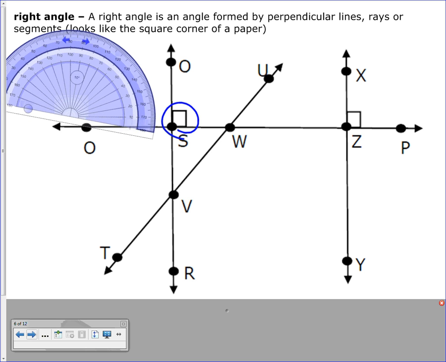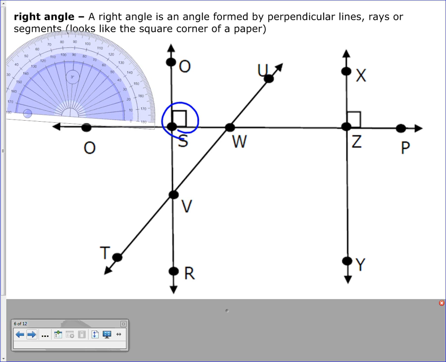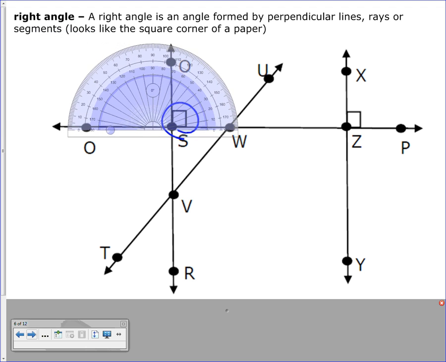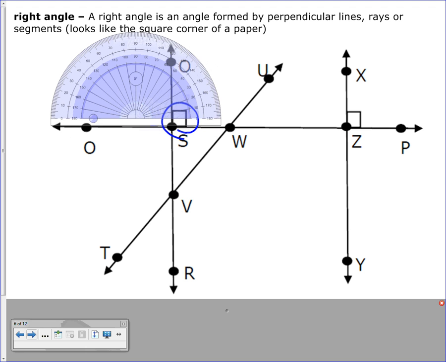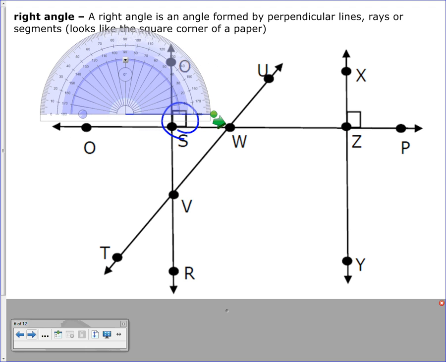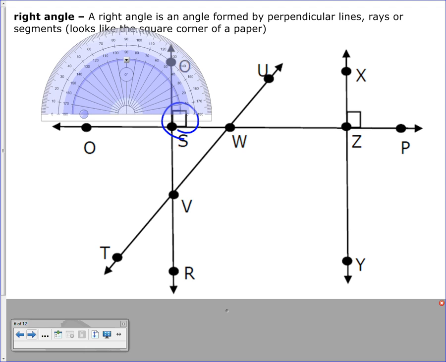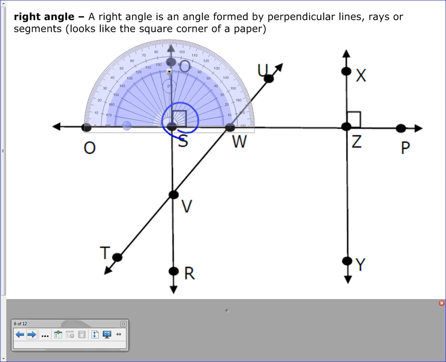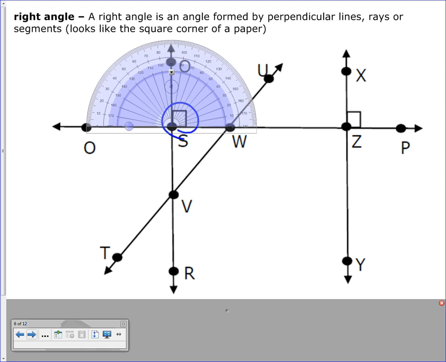So I'm going to take my protractor. Make sure it's back down to 0. I'm going to set the middle of it right there on the middle of where that dot is, and let the bottom line line up with the bottom line, the top line with the top line. And that line goes straight up to the top where it says 90.